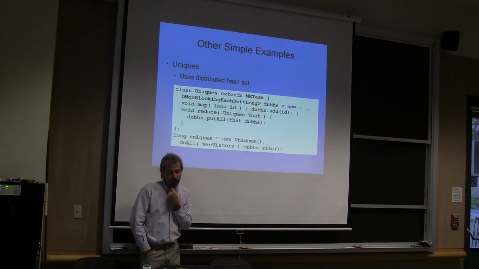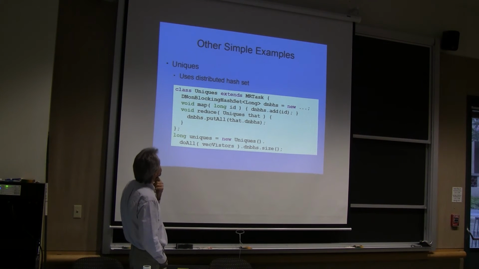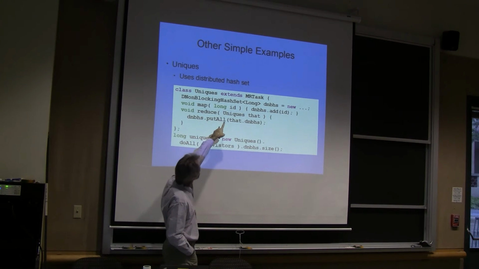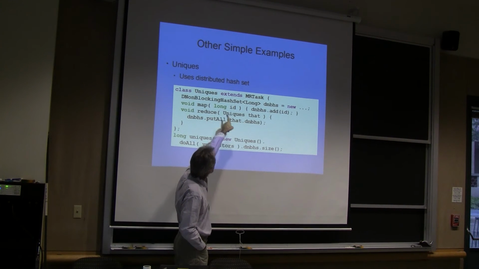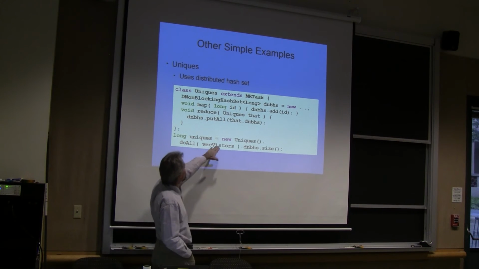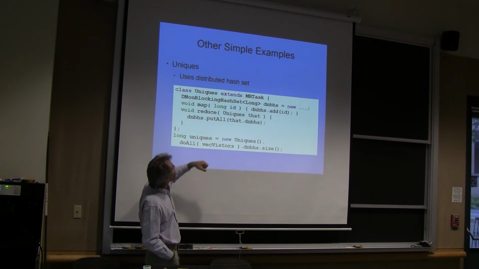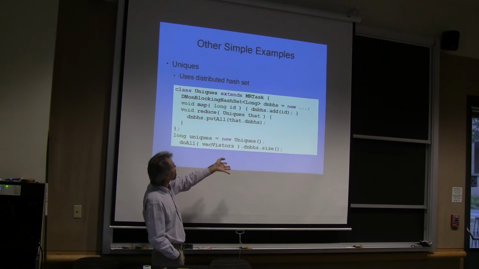Here's a distributed hash table. I'm going to do unique counts with it. And this one, I am putting the hash set constructor in the MRTask constructor, which means at the time I say new uniques, I made an instance of a hash table. So when I say do all, that one hash table gets passed from the cluster and everyone's sharing it.